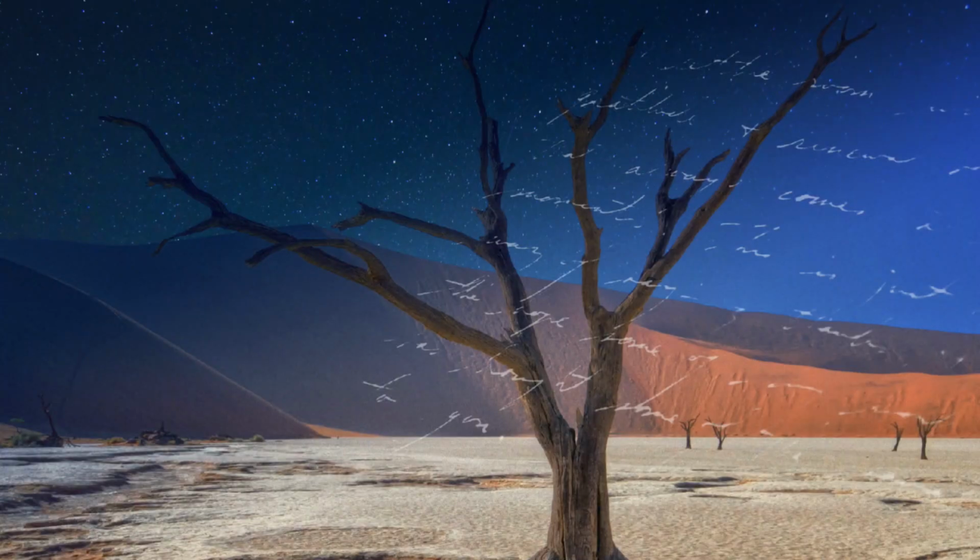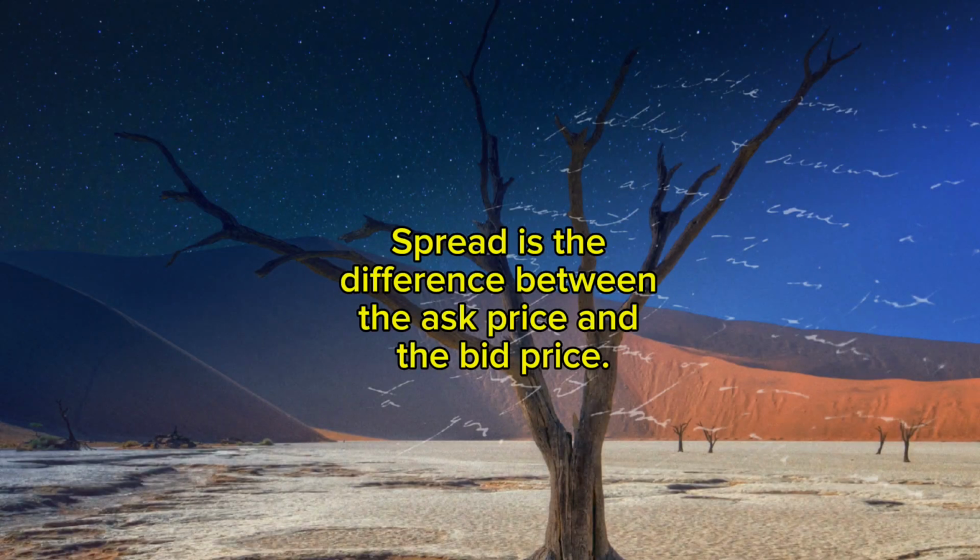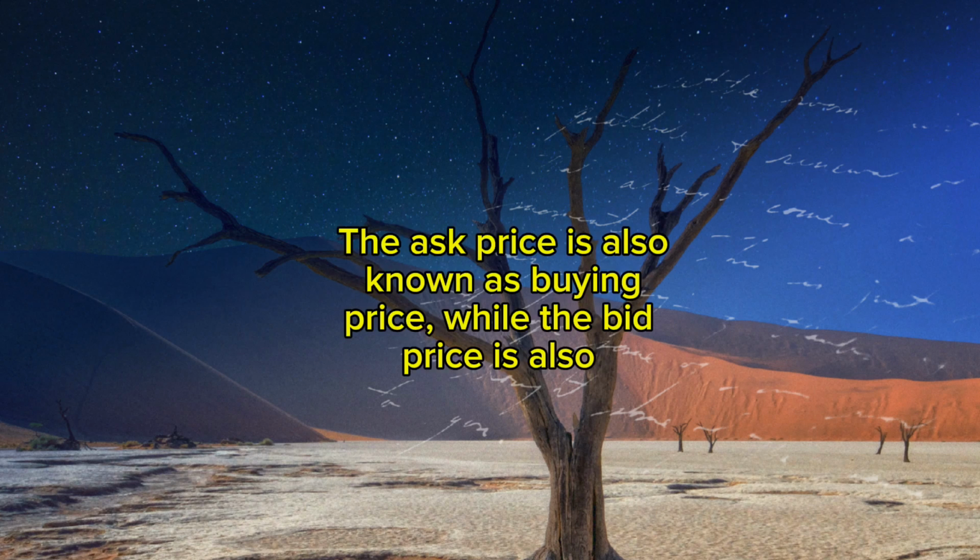Now let's talk about some common terms in Forex. Alright, under these common terms in Forex, I'm going to be explaining spread, leverage, margin, pips, and lot size. Now let's start with spread. What is spread? Spread is the difference between the ask price and bid price. Now the ask price is also known as buying price, while the bid price is known as selling price.